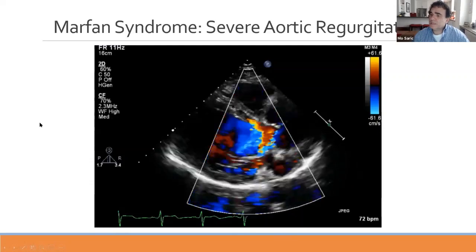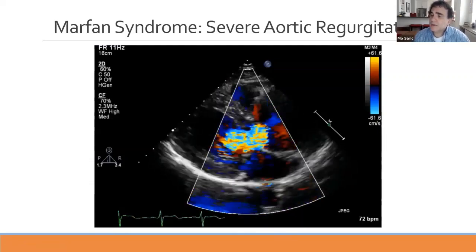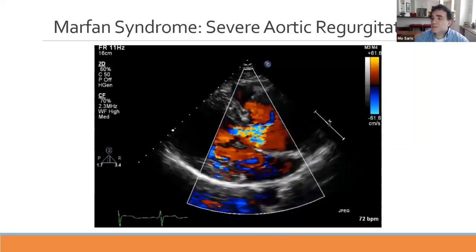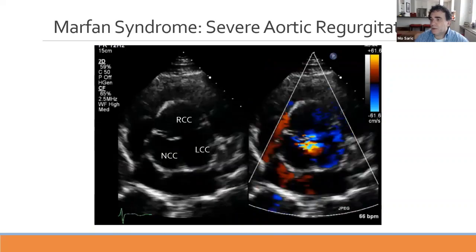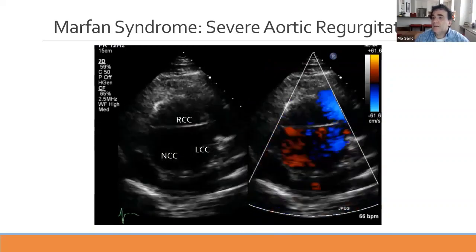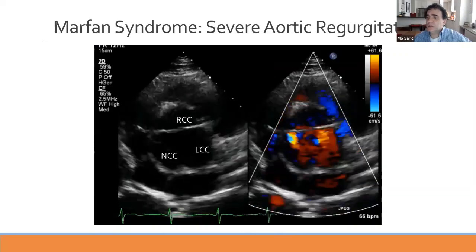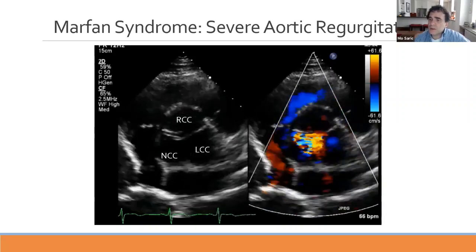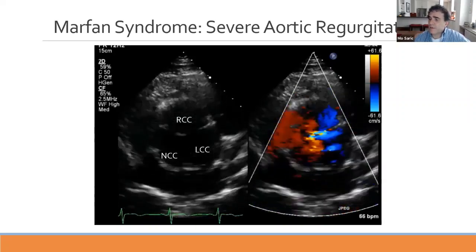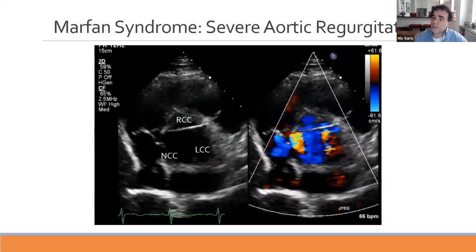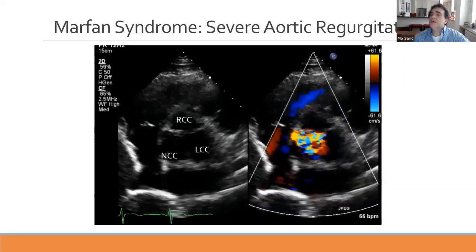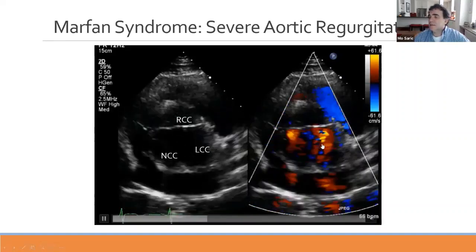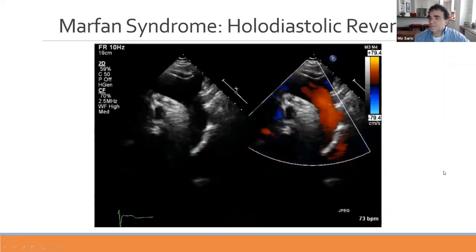And because of this massive dilatation of the proximal aorta, there is a retraction of the aortic cusps, resulting in severe aortic regurgitation. In this case, there is a severe aortic regurgitation, and I have also labeled his right, left, and non-coronary cusp. So he did have a tri-leaflet valve, but because of the pulling of the leaflets away from the center of the aortic valve, a regurgitant orifice is created, resulting in severe aortic regurgitation.